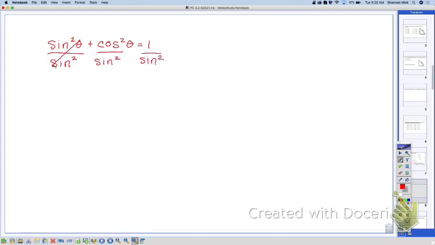So this is 1. Yes? And what is cosine over sine? No, it'd be cotangent. Cotangent. And it'd still be squared because they're both squared, correct? Yeah. And what's 1 over sine? Cosecant. And it would still be squared because sine is squared. So that's where the identity actually comes from. And again, you don't have to do that ever. I just want to show you where it comes from and why it's cotangent and cosecant.